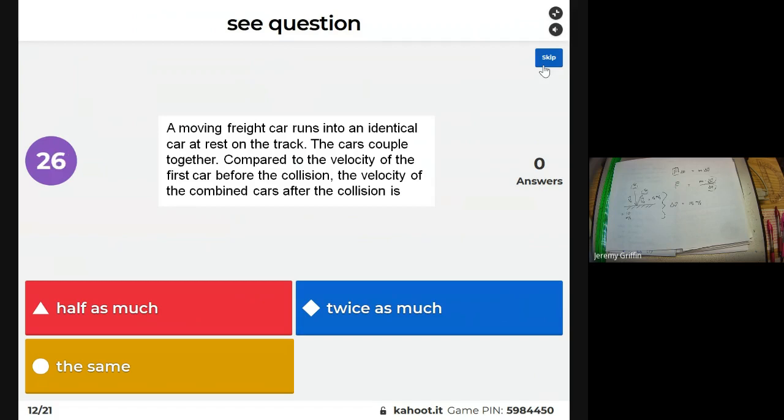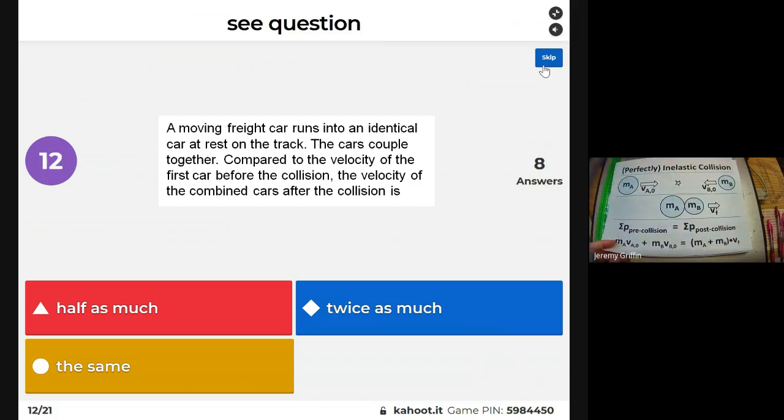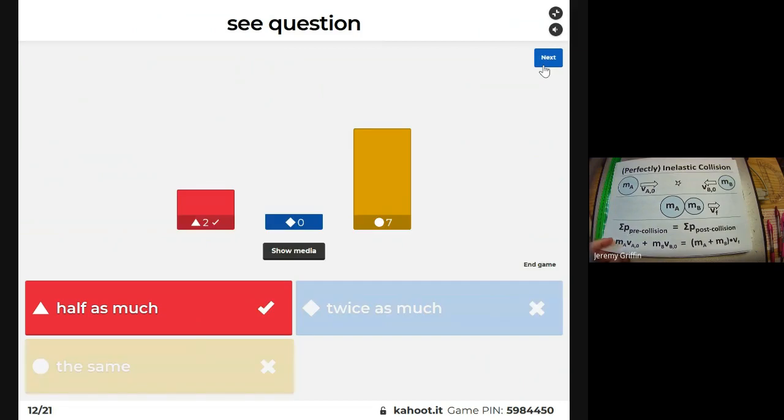A moving freight car runs into an identical car at rest on a track. The cars couple together. Compared to the velocity of the first car before the collision, the velocity of the combined cars after the collision is. Yeah, half as much.